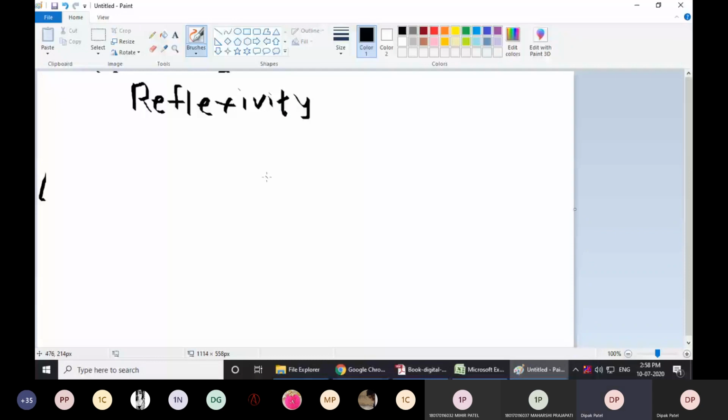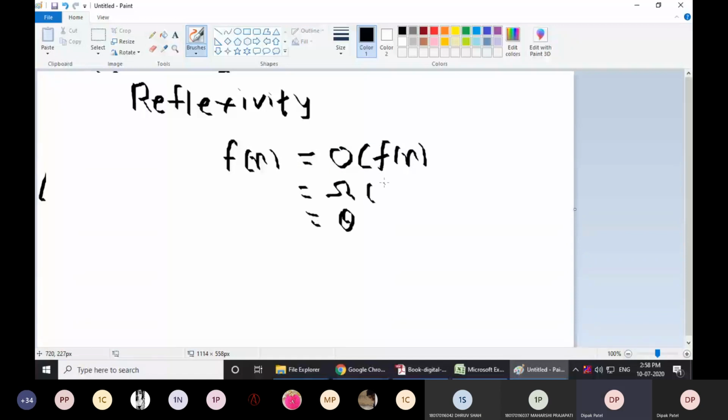So what do you say about big O notation? Is it reflexive? It means, can we write Fn is big O of Fn? Yes, sir, because the equal to part is there. That's why. Similarly, omega is reflexive, and similarly theta is reflexive. Am I right? Omega is reflexive, and theta is also reflexive. Yes, so the reflexivity property is there. Okay.